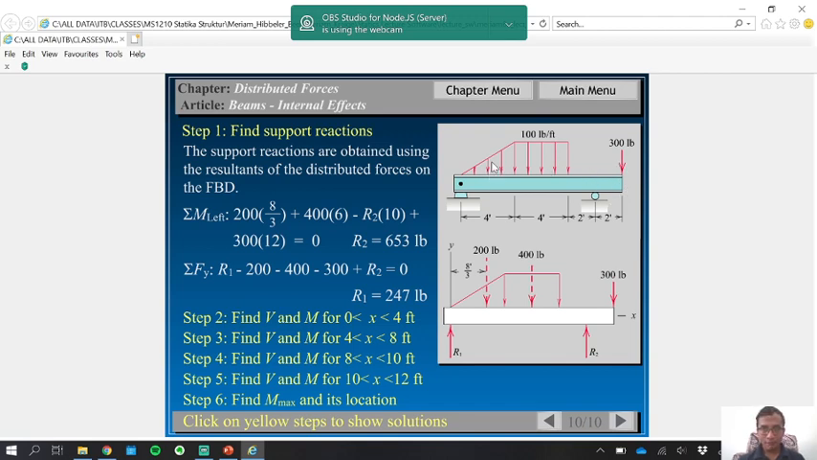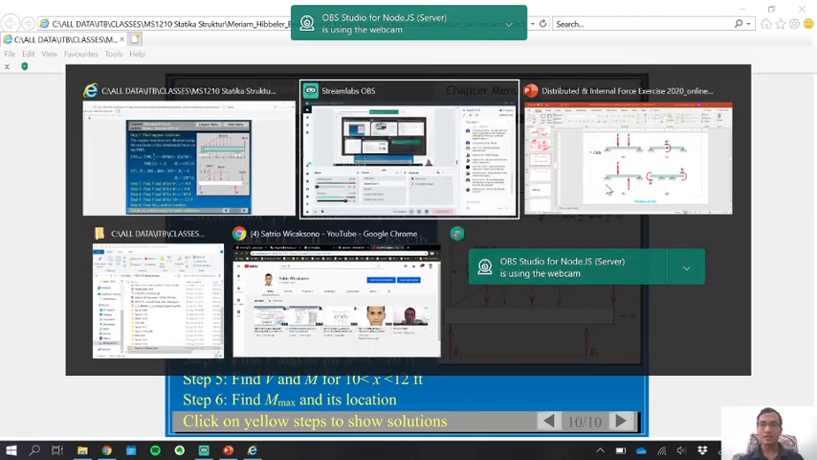So total, we have 1 here from x equal to 0 to x equal to 4. Then from x equal to 4 to x equal to 8 is another equation. From x equal to 8 to 10 is another equation. Then 10 to 12 is another equation. Do you understand that, Rafi?